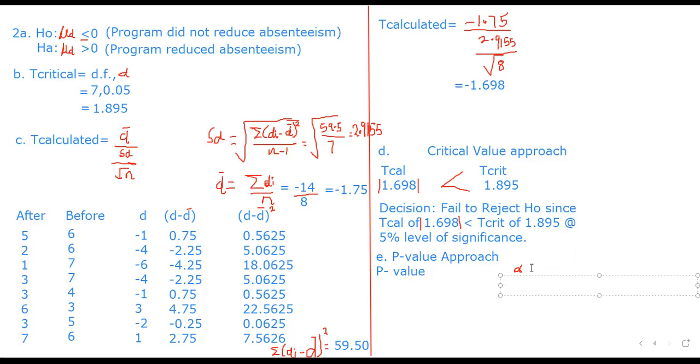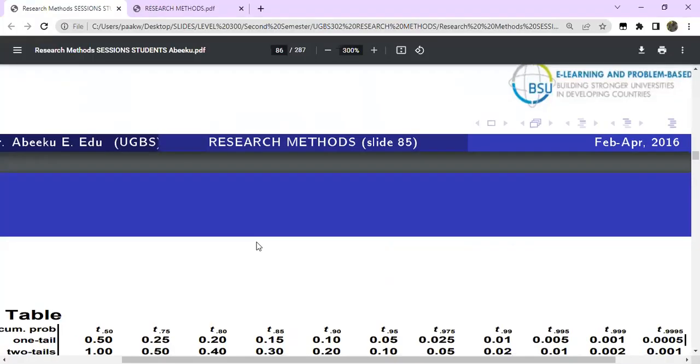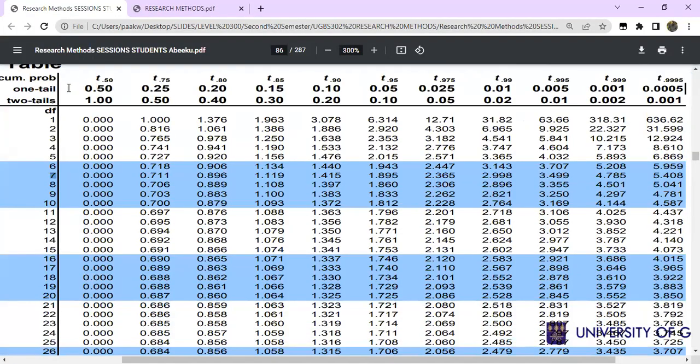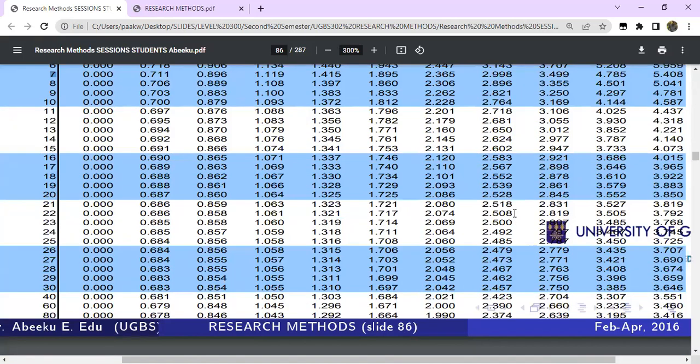Alpha is 0.05. And for the p-value, you check the absolute 1.698 from the table. Then we look at the probability of that. This one is one-tailed, so we are picking from this side. We search for the number which is close to 1.698.